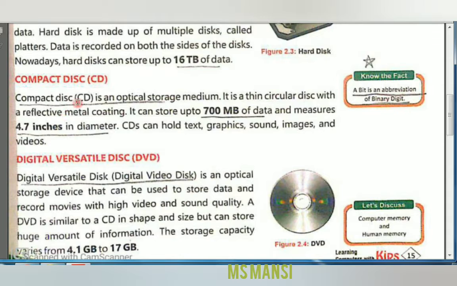So CD is an optical storage medium, a thin circular disc with a reflective metal coating. How much data can a CD store? 700 MB, and it measures 4.7 inches in diameter. And what can we hold in a CD? Text, graphics, sound, images, and videos.